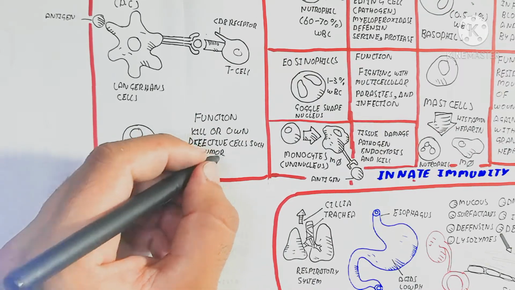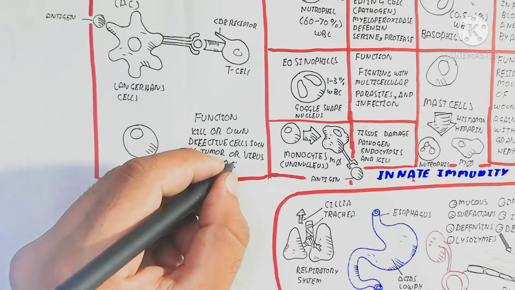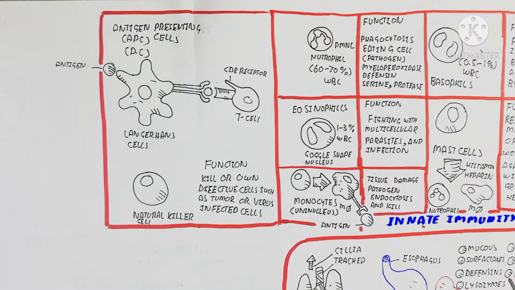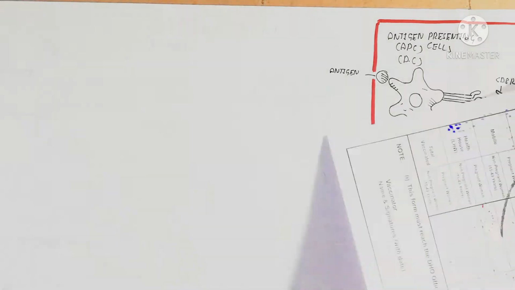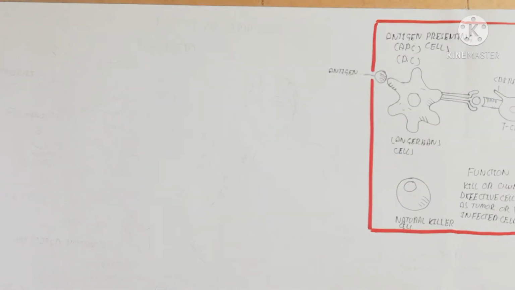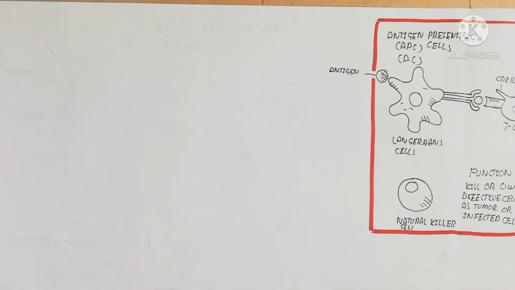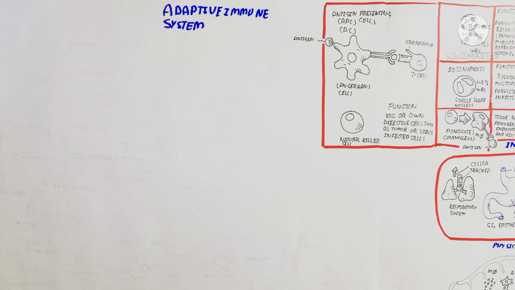Another is the natural killer cell. The important character of this natural killer cell is that it directly kills the infection site, for example parasites or tumor cells. Their function is to kill our own defective cells, such as tumor or virus-infected cells. That means it is not used for a helping mechanism. It directly kills the infection site or tumor cell.